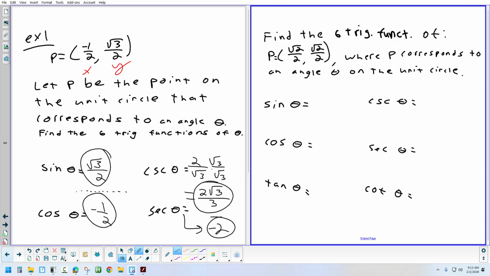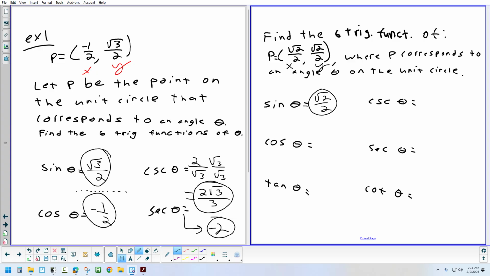All right, so let's start with the sine. Jade, what was the definition again for sine? It's just the y. And what's the y value in this case? Square root of 2 over 2. Yep. If you accidentally mixed up the x and the y in this problem, you'd be okay because they're the same. But in general, they're not the same. This one's just a special case.